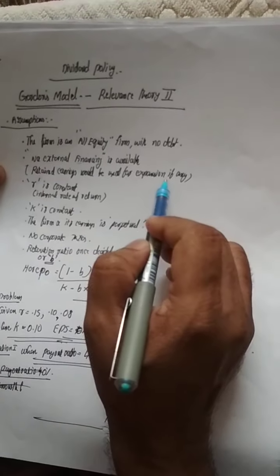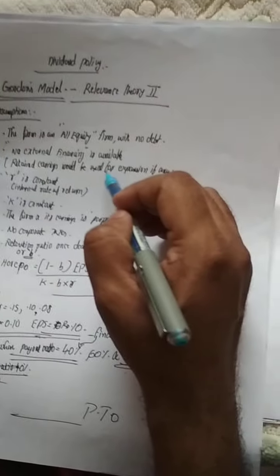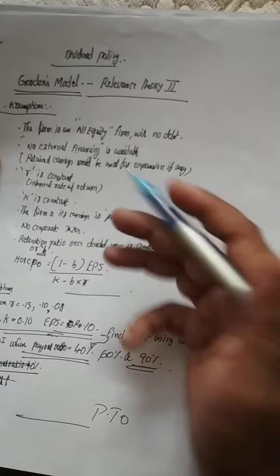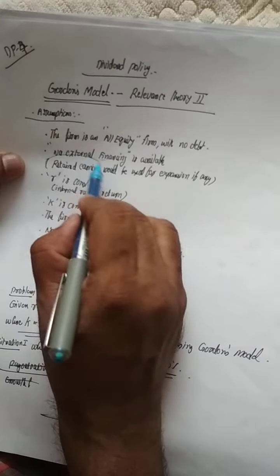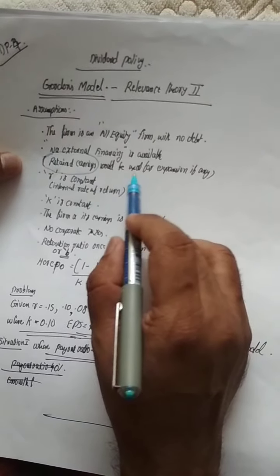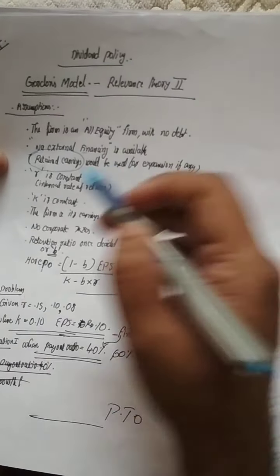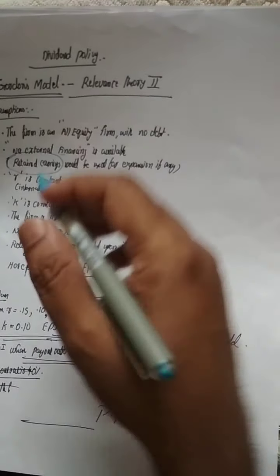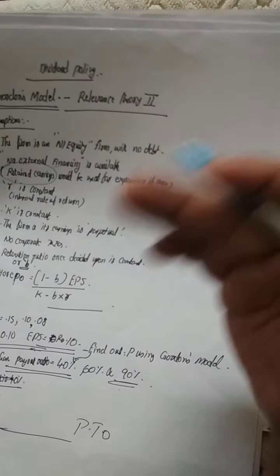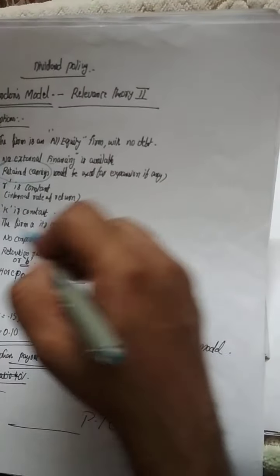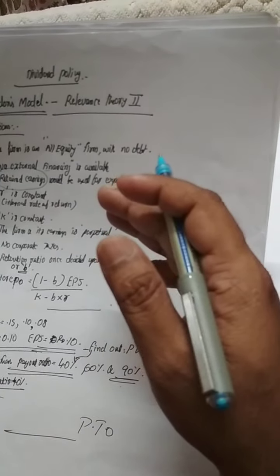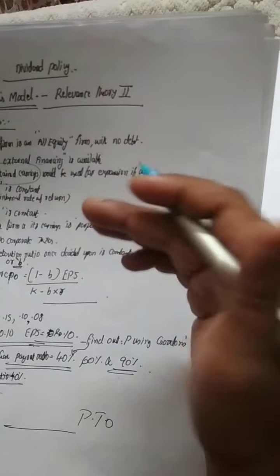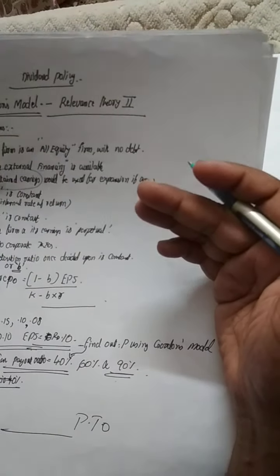Retained earnings would be used for expansion, if any. See, that is a major point. As the company is not borrowing externally, they have to find funds for long-term investments only through the reserves or retained earnings. So the retained earnings would be the only source of finance for expansion for such companies. Then the next assumption is that r is kept constant. Rate of return of the company or internal rate of return of the company is always kept constant. Then k is kept constant. The cost of capital or overall cost of capital, also called ko, is always kept constant.